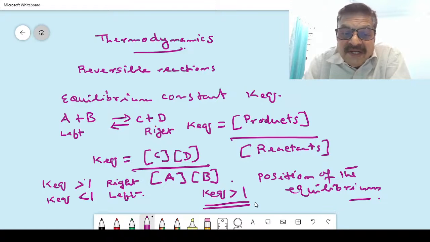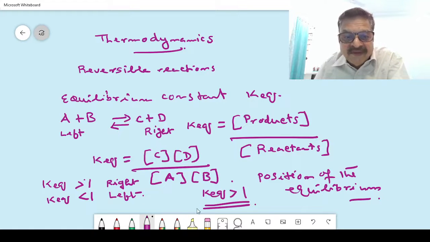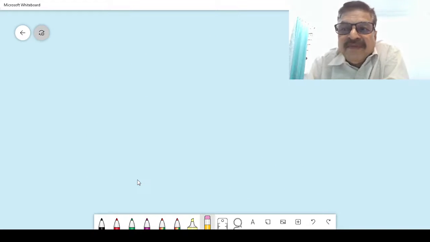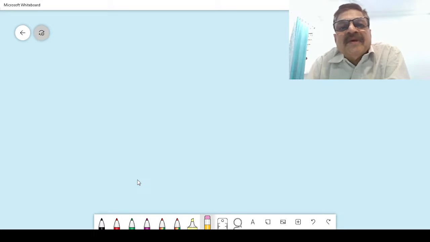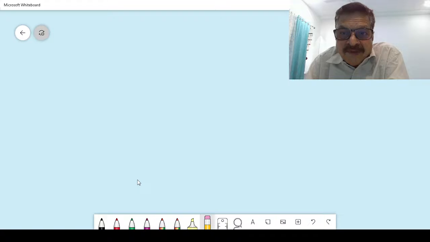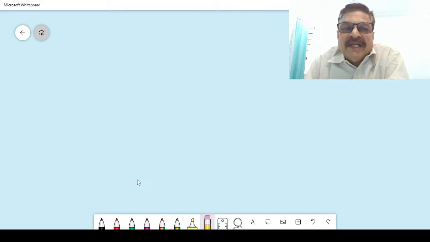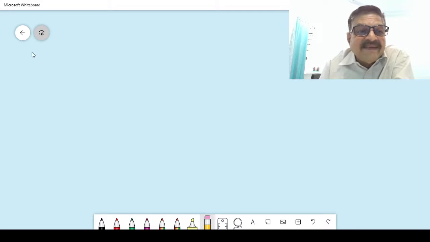Now, what determines whether the equilibrium favors the products in a given reaction? This is what we want, that KEQ should be greater than 1 here. Correct? Now, what determines, further, let us see, whether equilibrium favors the formation of the products in a reaction? In a given reaction, whether the formation of the products or the formation of the reactants is favored. Now, the position of the equilibrium is determined by the relative energies. Okay, our thermodynamics here, the relative energies.